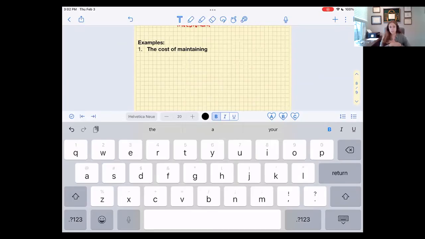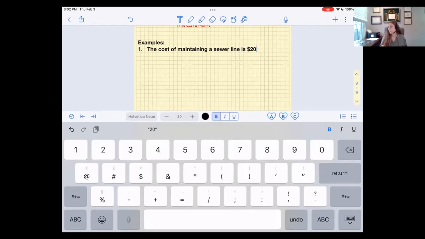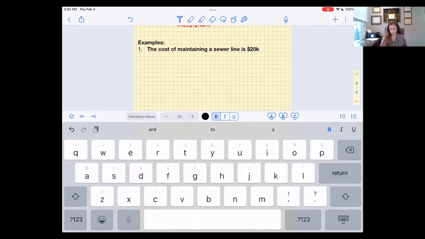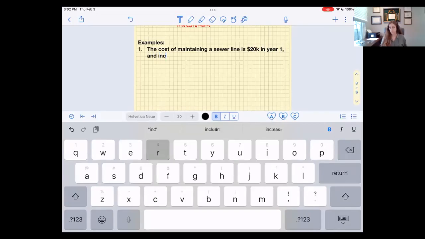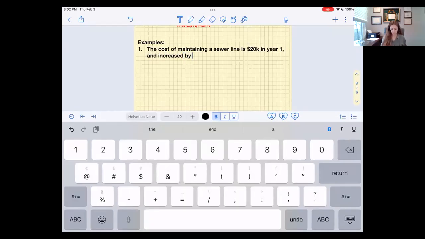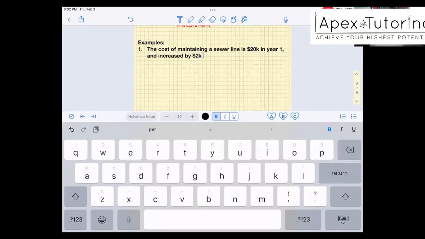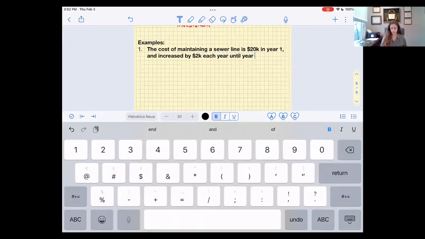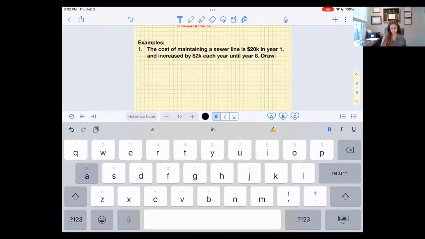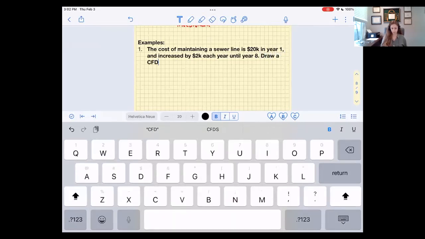Okay. The cost of maintaining a sewer line is $20,000 in year 1 and increased by $2,000 each year until year 8. Draw cash flow diagram.